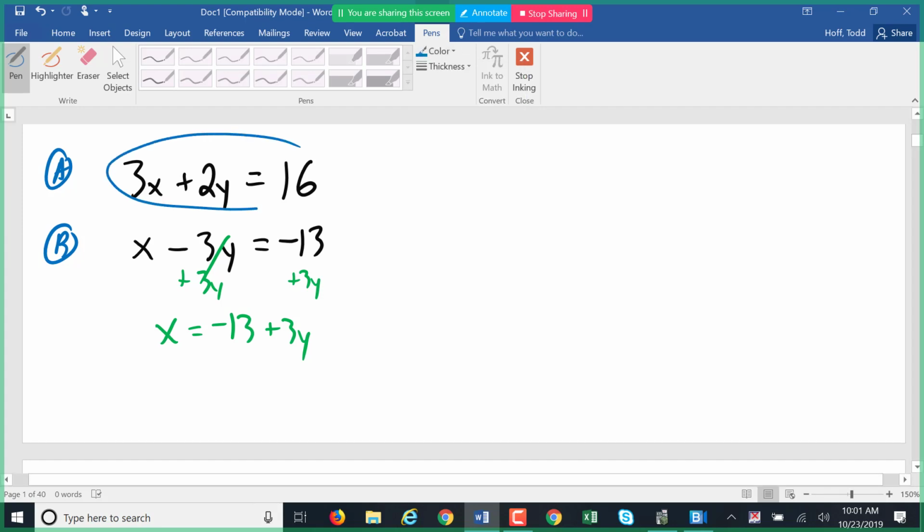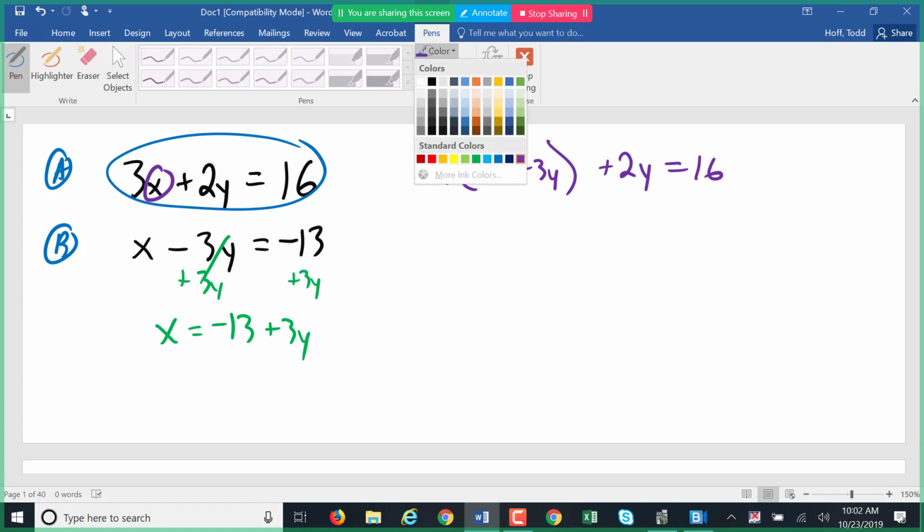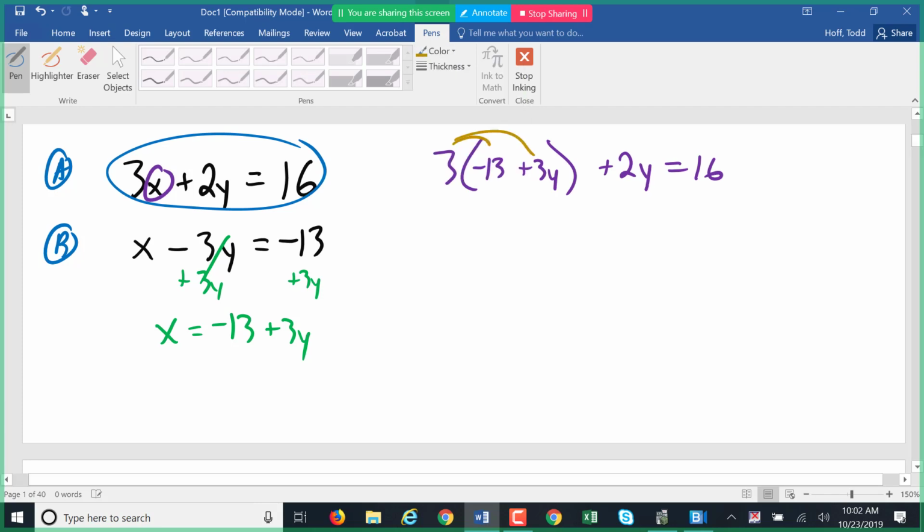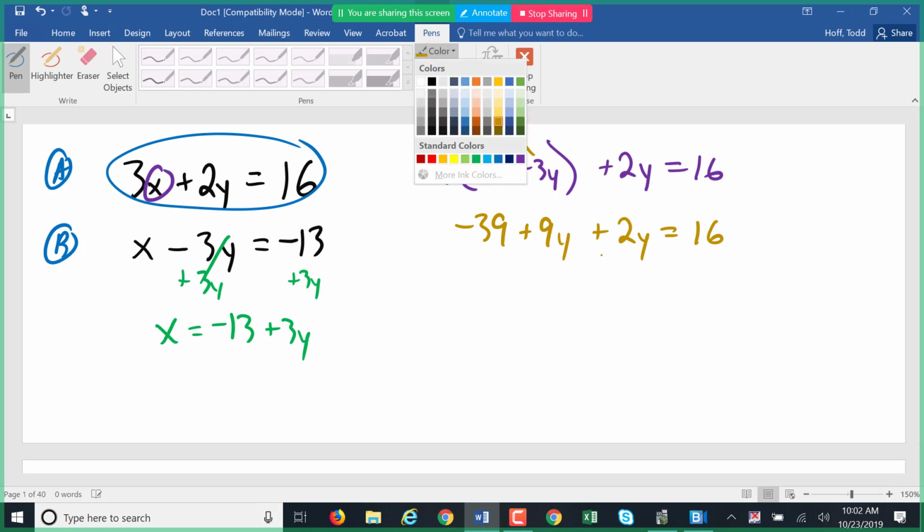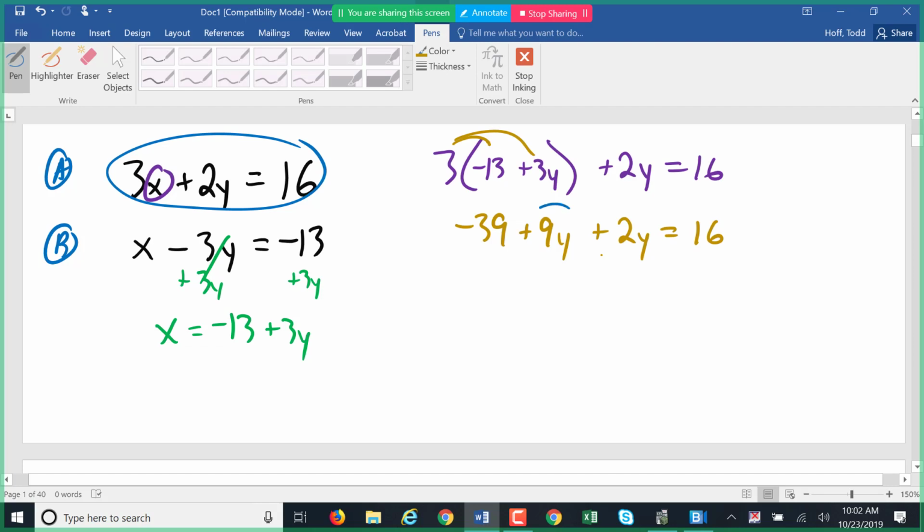Now I need to substitute that back into the first equation, equation A, for x. So 3 times -13 plus 3y plus 2y equals 16. I distribute the 3, giving me -39 plus 9y plus 2y equals 16. There's still more I can combine on that left side, 9y and 2y. So the -39 doesn't change. 9y and 2y is 11y equals 16.